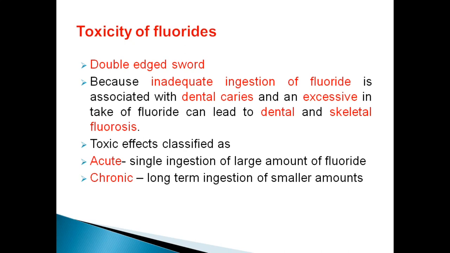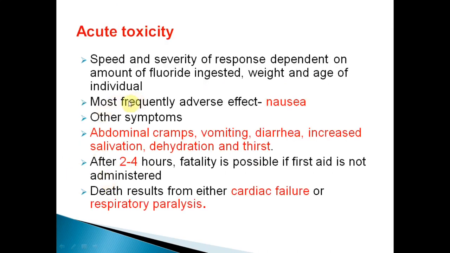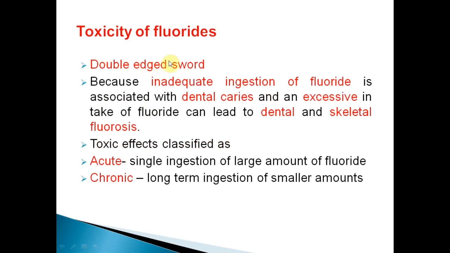So keeping an optimal level at around 1 ppm will give us the maximum benefit. It shouldn't go very high or very low. So that's why it's known as a double-edged sword. The toxicity is broadly classified as acute and chronic. So don't forget the double-edged sword concept of fluoride. When it is low and when it is high, it causes problems.